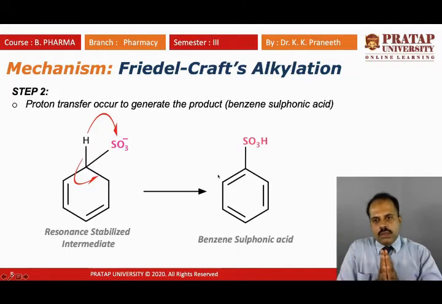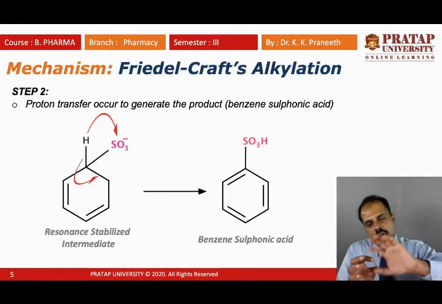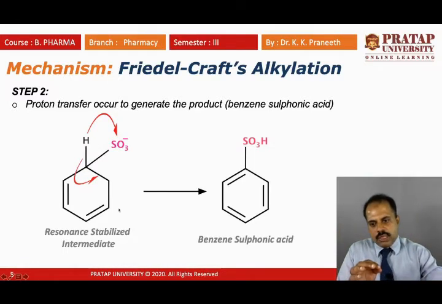So we have seen today the last reaction, that is the sulfonation of benzene. In the first step there is the formation of the resonance stabilized intermediate, and in the second step the resonance stabilized intermediate forms the product. Okay.